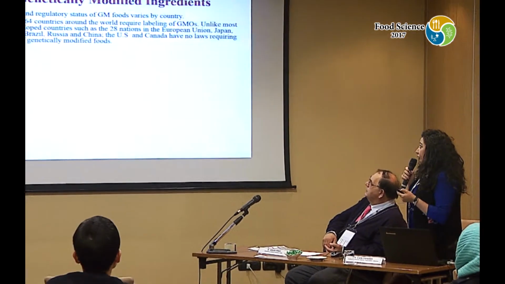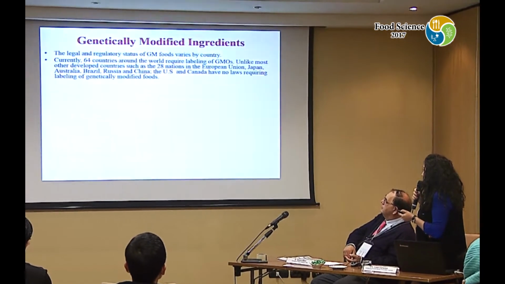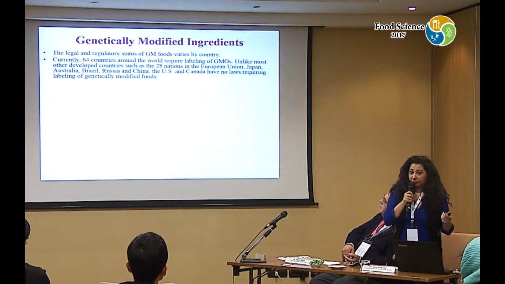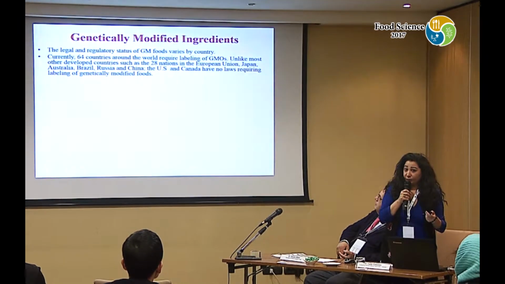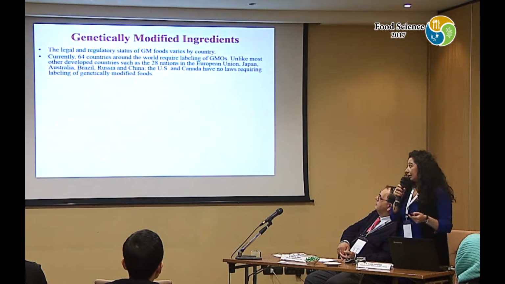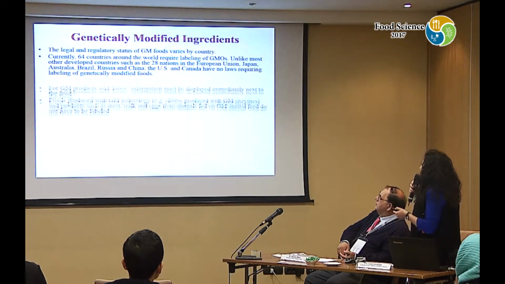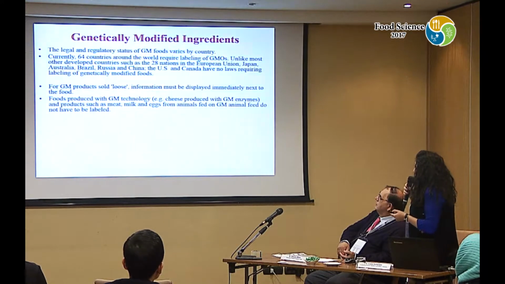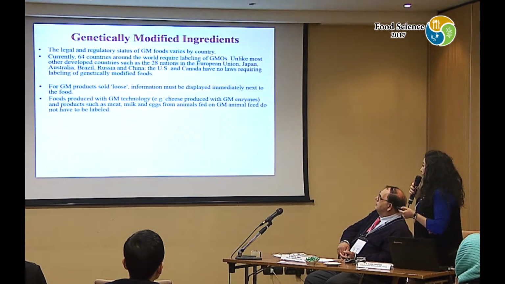The legal and regulatory status of GMOs would vary by country. Today we have Russia, we have Japan, we have Brazil, we have the European Union, we have Australia, a lot of countries which require on their labels to have GMOs, but not the US, not Canada so far. For GM products sold loose, information must be displayed immediately next to the food.